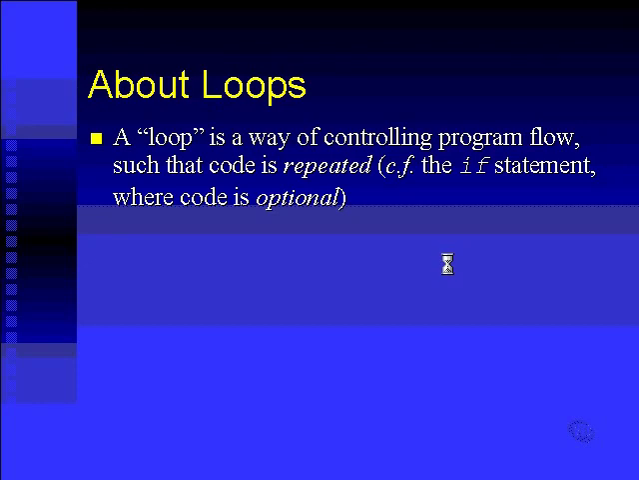A loop is a way of controlling program flow. In other words, in the same way that an if statement could render certain parts of the code optional, the loop is a construct that renders certain parts of the code repeatable. A piece of code can be repeated over and over in exactly the same or a very similar fashion until the desired outcome is achieved.